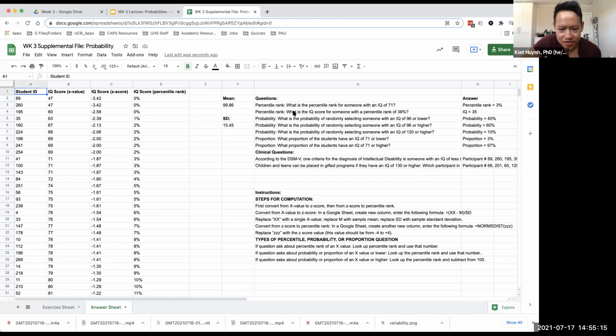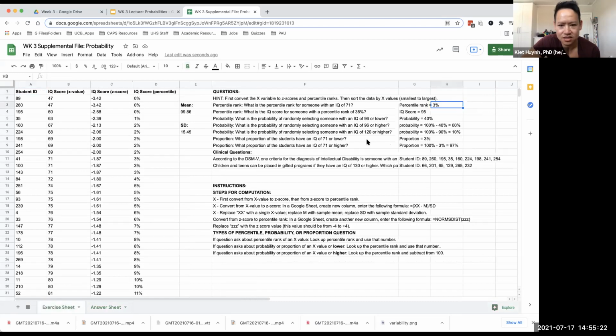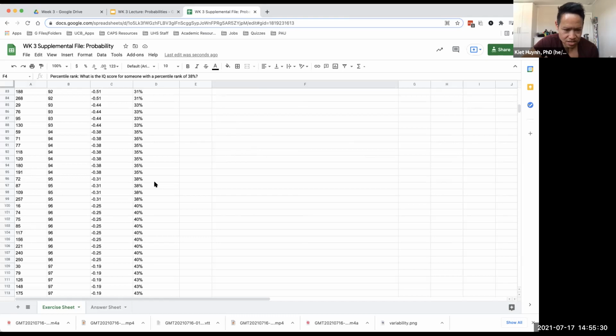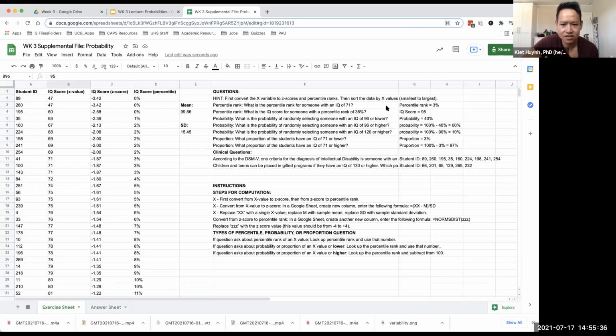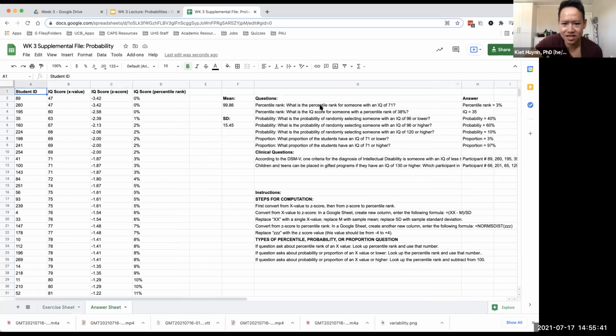Great. What about this question? What is the IQ score for someone with a percentile rank of 38%? Yeah, I think I did this one wrong. Someone with a percentile rank of 38%, their IQ score should be 95. Okay, so it's right here, but I need to change it in the answer sheet. It's 95. Take that.